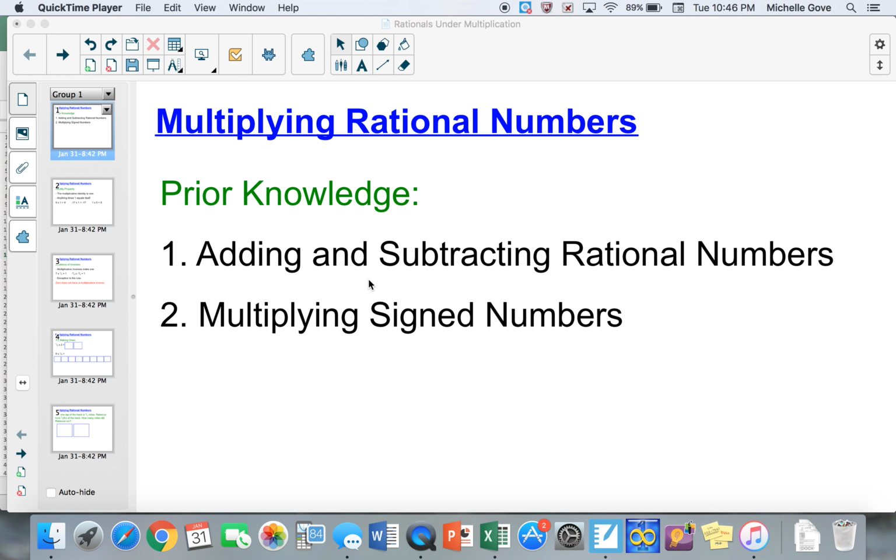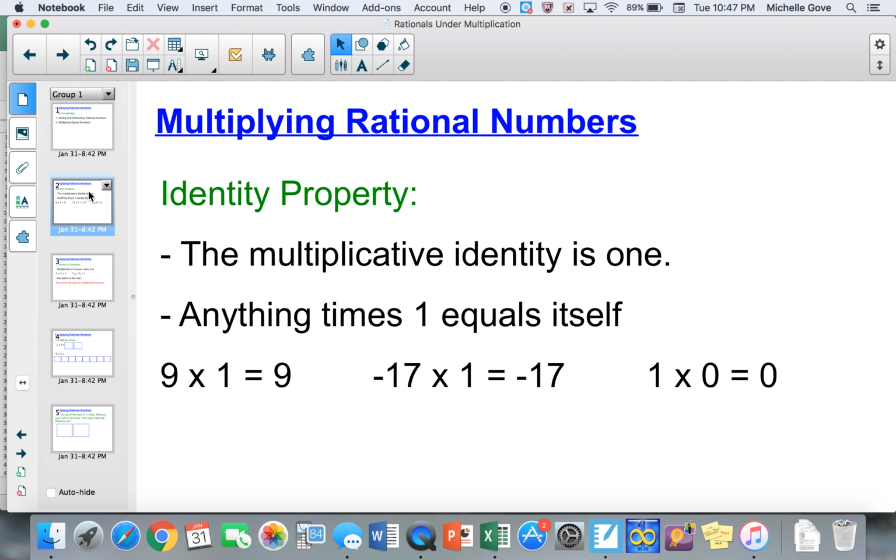Hi guys, so for multiplying rational numbers, I would start with their prior knowledge and reviewing anything that we had done before, like adding and subtracting rational numbers, so that the kids would remember the additive inverse and also the zero pair so that we can tie that into multiplication. I would also expect my students to remember what we had talked about with multiplying signed numbers: a positive and a positive equals a positive, a negative and a negative equals a positive, and also a positive and a negative would equal a negative. So then we would jump into multiplication, starting with the identity property.